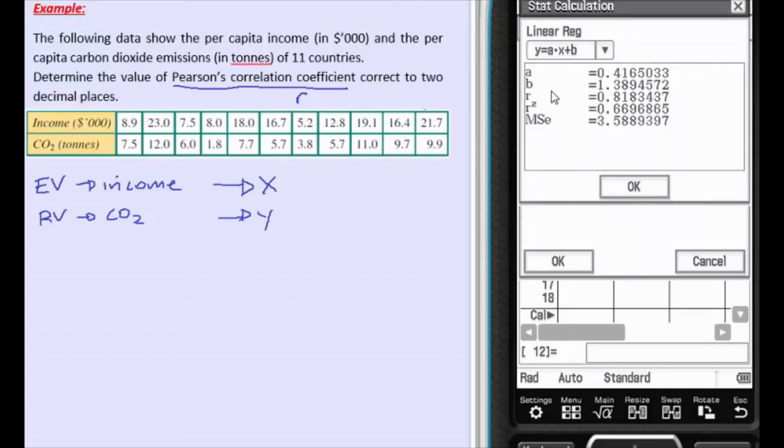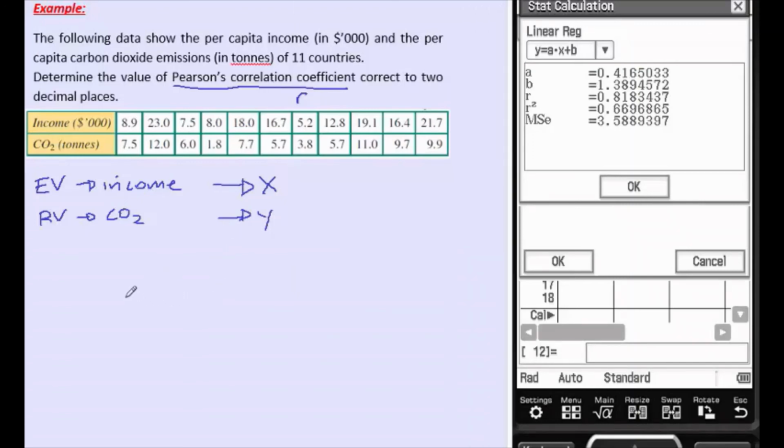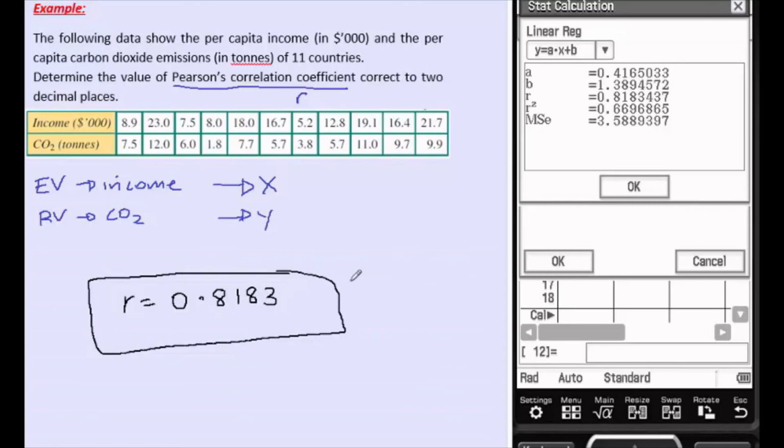And I get this screen. And one of the things that I get on this screen is I'll get A, B, R, and my R tells me it's 0.8183. That is my correlation coefficient. So from my calculator, R equals 0.8183. And there is the value of my correlation coefficient, or my Pearson's correlation coefficient.